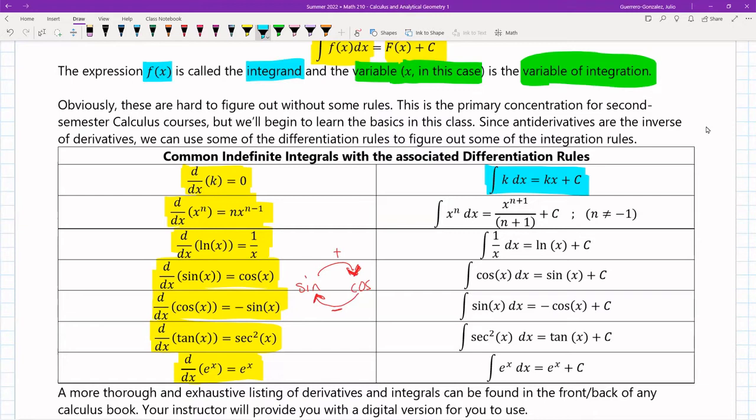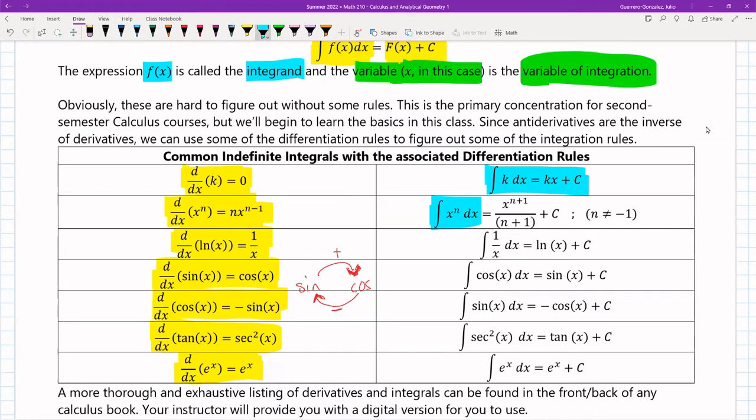Okay, that's sort of the backwards of that one, right? Okay, so now let's get to the much more beefier ones, the nicer ones. Suppose you had the integral of x to the n, okay?